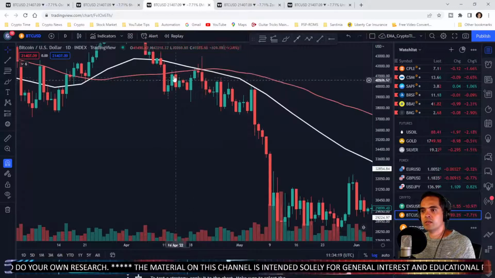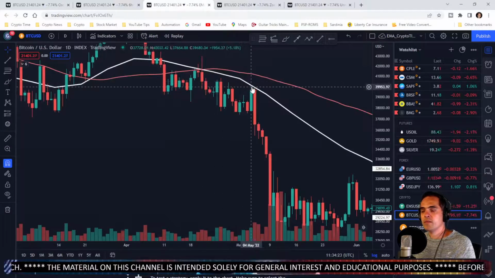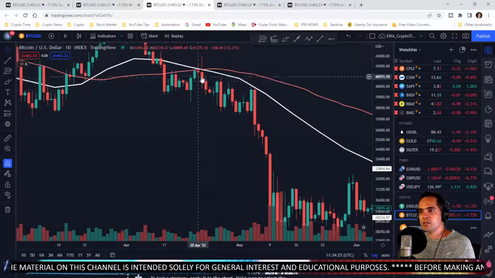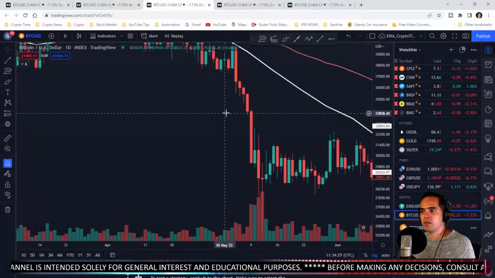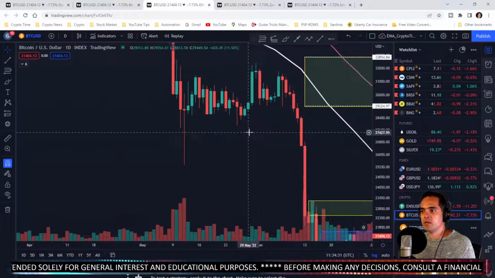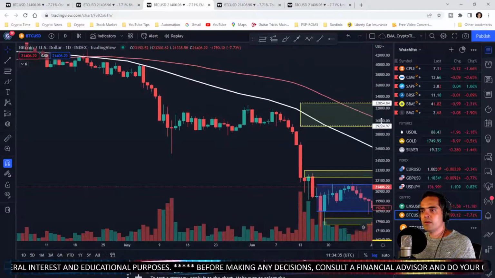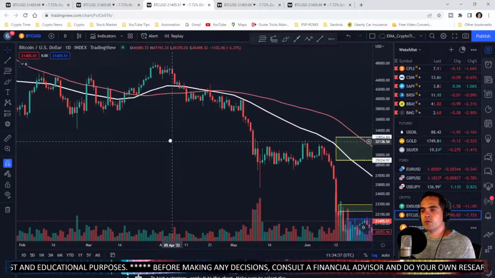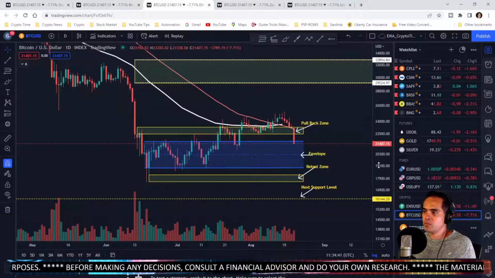Okay, the price is retesting the 8 weeks EMA, and just didn't break above, and we've been seeing that going on forever now. Okay, let's go back here. So this is just to illustrate the use of those two EMAs.